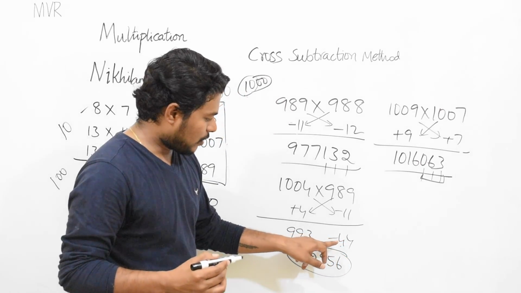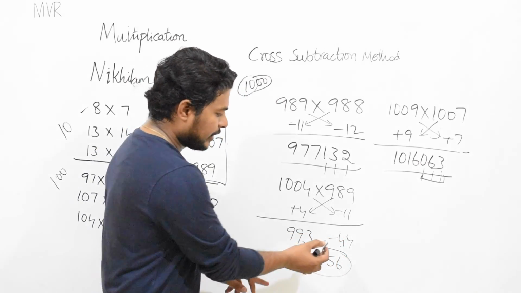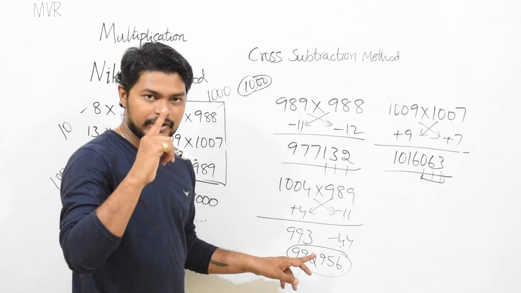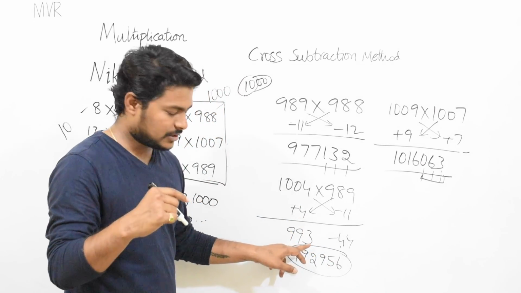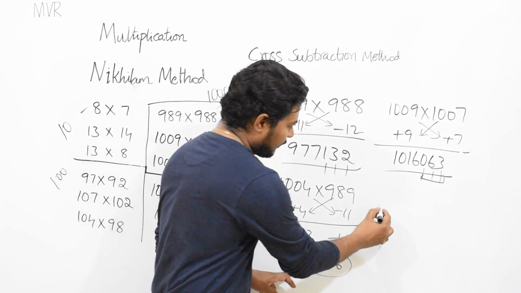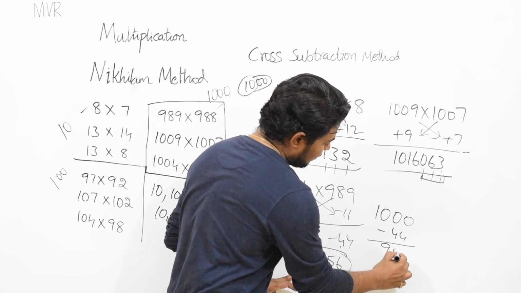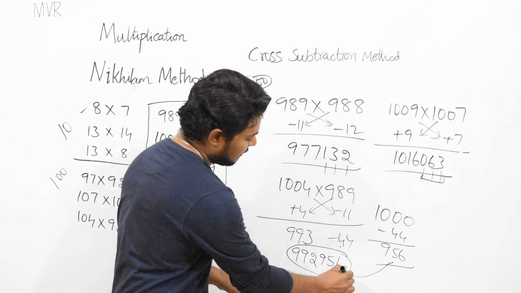Understand, right? What we are doing here is we need to subtract this value from this, so if you give 1 borrow, this value will become 1 less, so this will become 992, and from 1000 we are subtracting 44, this will be 956. That 956 we have written here.